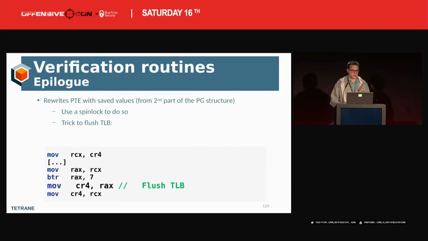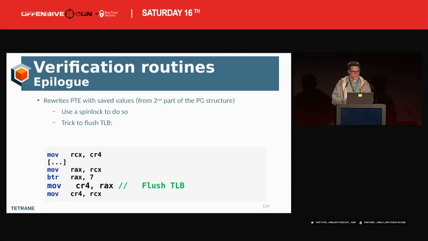Next, it will rewrite the page table entries with the saved values that, if you recall, I explained at the beginning from the second part of the PatchGuard structure. This is done because, of course, if you hook this PTE and modify it so that it points to your page, then you can modify or hook KeBugCheck or other specific routines, and basically you can bypass PatchGuard by modifying this PTE. So this is to prevent that.